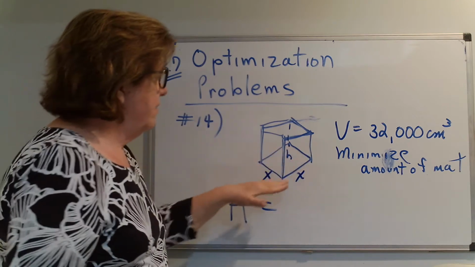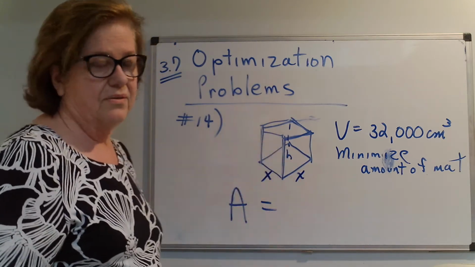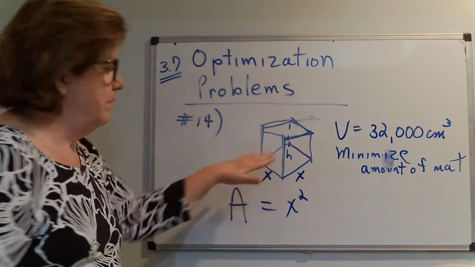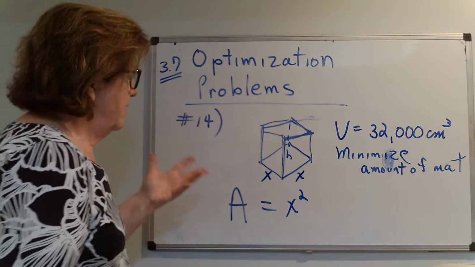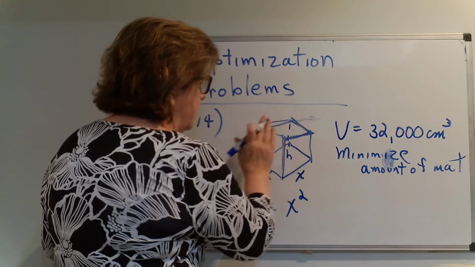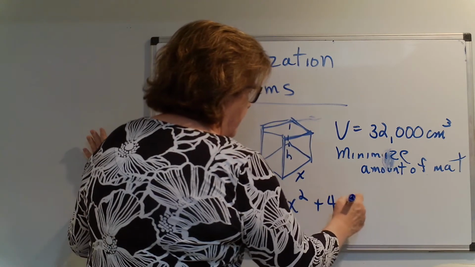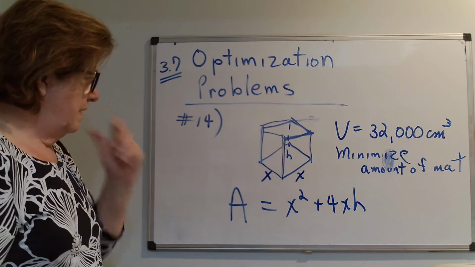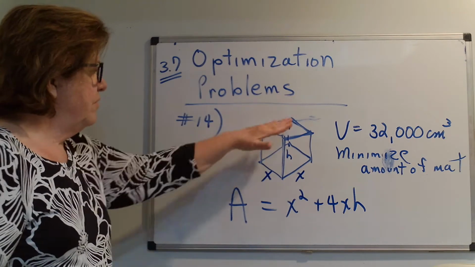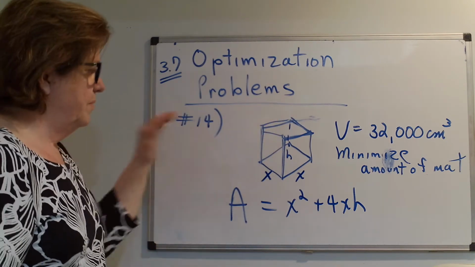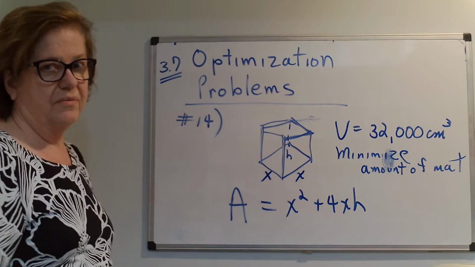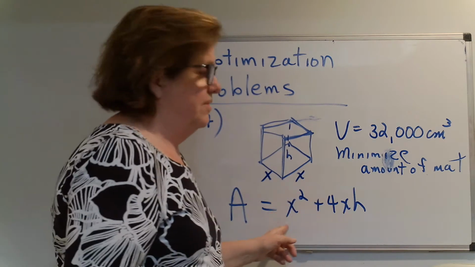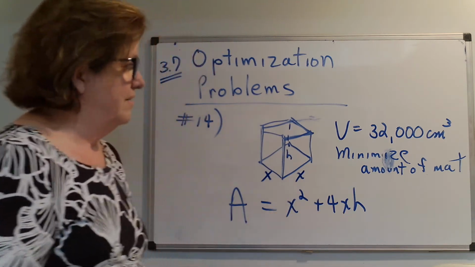Well, it would be the area of each face of the box, right? So on the bottom, we'd have x squared. That would be the area of the base. And on the sides, we have 1, 2, 3, 4 sides. And each of those areas is x times h. But we don't include the top, right? Because it's an open top. There's the amount of material we use. Uh-oh. We've got two variables, an x and an h. How do we do that?